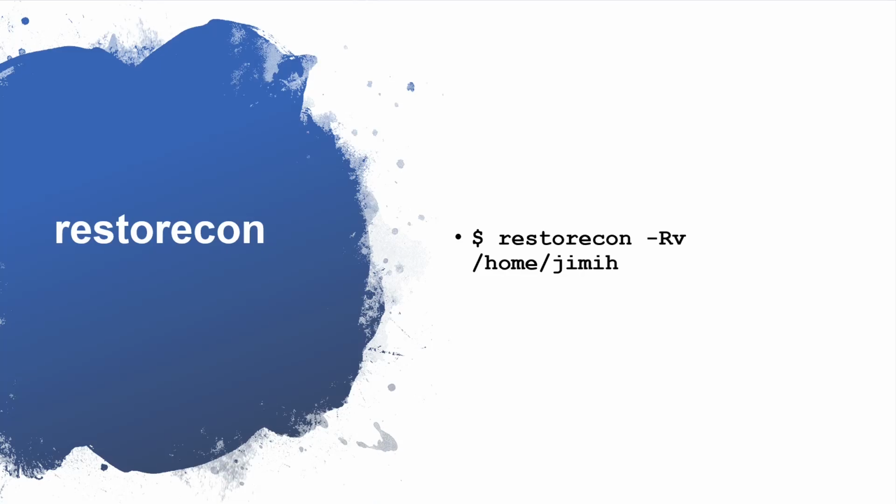restorecon resets the file context based on the parent directory settings. restorecon resets the default label recursively for all files under the home directory. This is the command you're going to use. restorecon -rv /home/jamie, right? Then do ls -Z to verify that. Note that the context for the temp file has been reset to the default context for files created in the home directory. The type was changed from user_tmp_t to user_home_t, right?